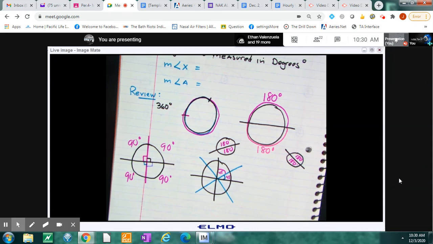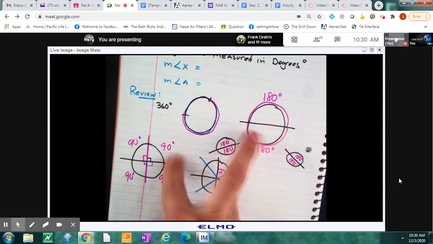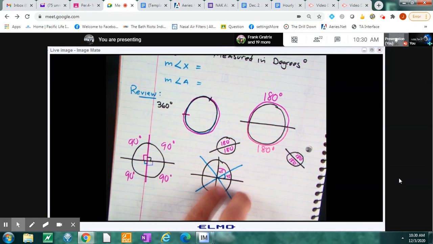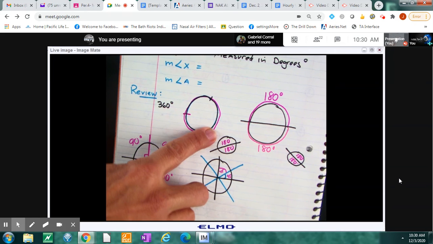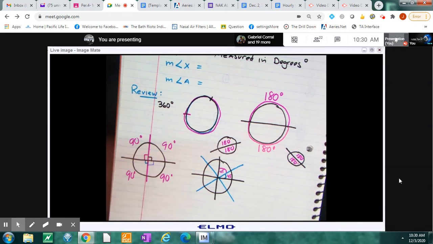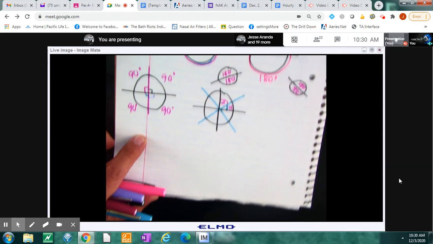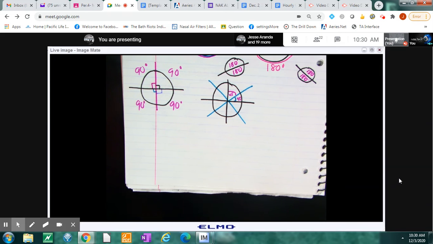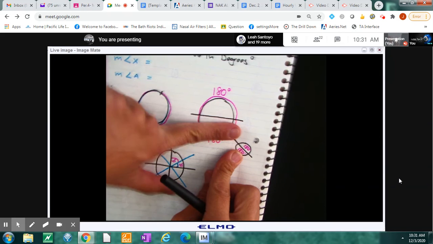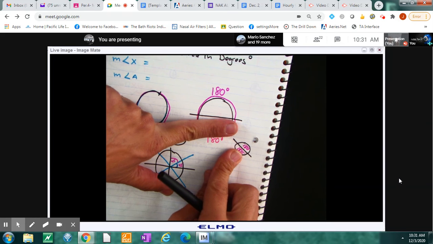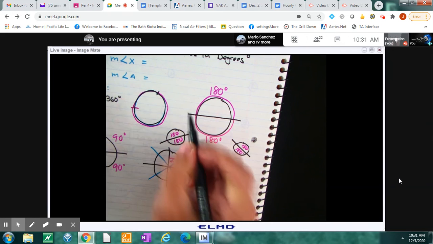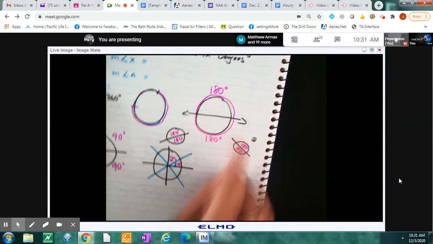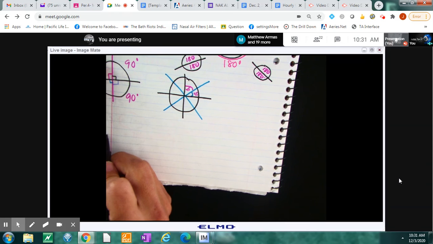All right, that's it. So now what we're going to do is focus on these two right here, a little bit of this one, not necessarily the 360. As long as you remember, half a circle is 180. You just got to remember that, okay? So now let's do that real quick. Remember, half a circle means a line. So whenever you see a line, that's half a circle. So let's go ahead and do an example right here.